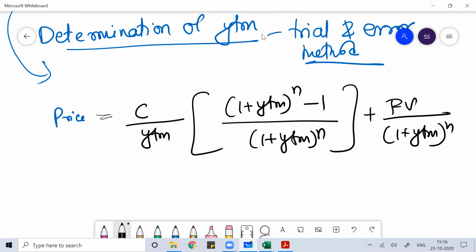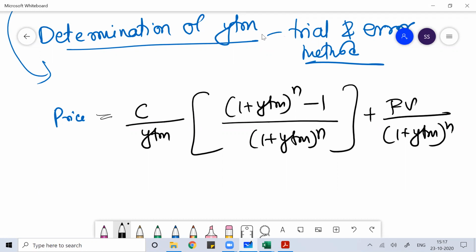I hope you remember that in the second semester you studied IRR. How did you determine IRR? By the trial and error method, right? In the same way you can determine YTM. There is no formula as such for YTM. Only one way is there, the trial and error method. YTM and IRR are the same thing.